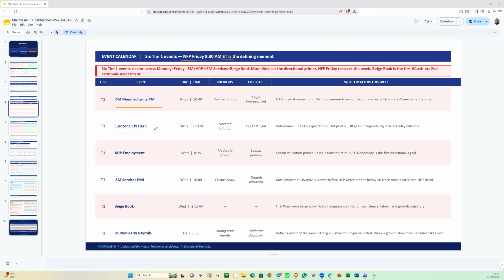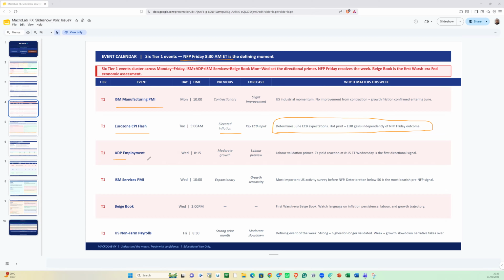We have the Eurozone CPI flash, very important data. If inflation continues to stay elevated, then the ECB hike narrative might come into the markets. If you've gone through the monthly reports, you'll see us highlight that the ECB might be on the verge of talking about hiking rates, depending on how the inflation data is actually printing.